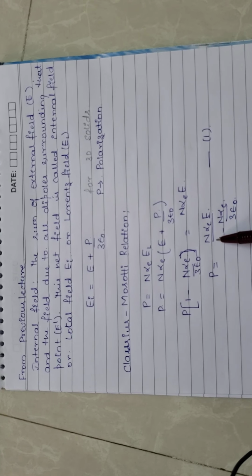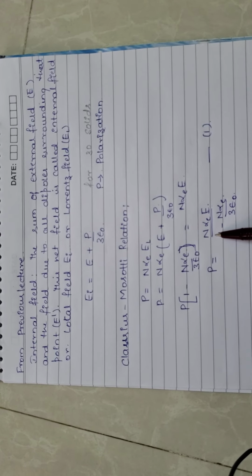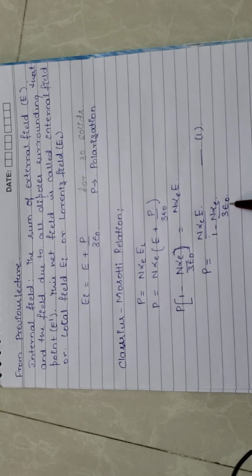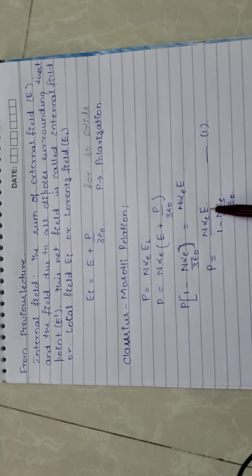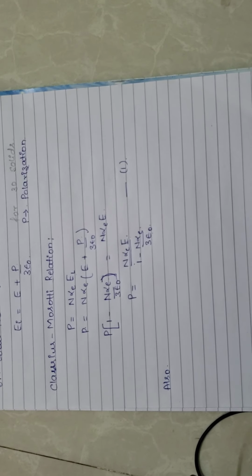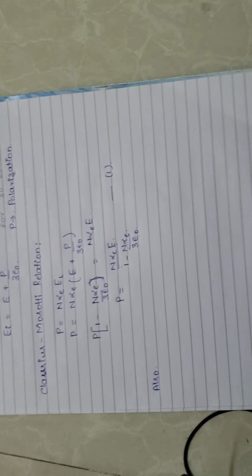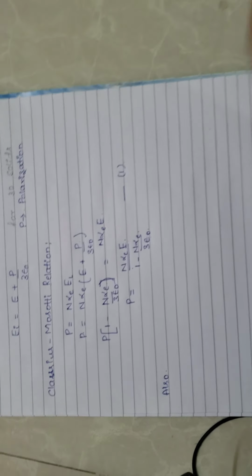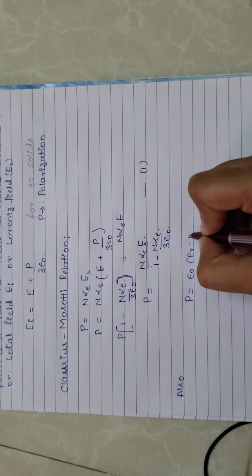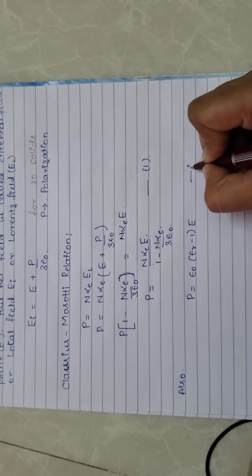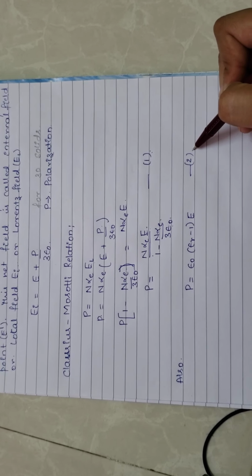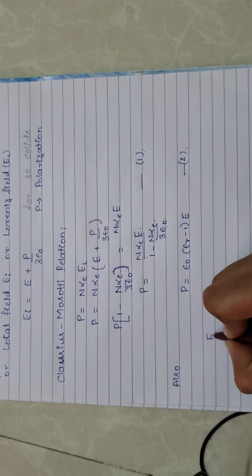Here N is the number of dipoles that are present per unit volume, alpha E is the electronic polarizability, and epsilon naught is the permittivity of free space. E is the strength of the applied electric field. Also, we know that the polarization related to the applied electric field is given by P is equal to epsilon naught into epsilon r minus 1 into E. I call this equation 2. Both equations 1 and 2 represent the polarization. So I can equate equations 1 and 2.